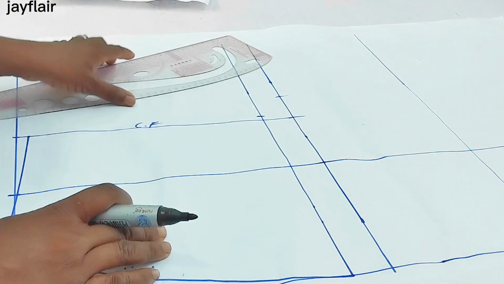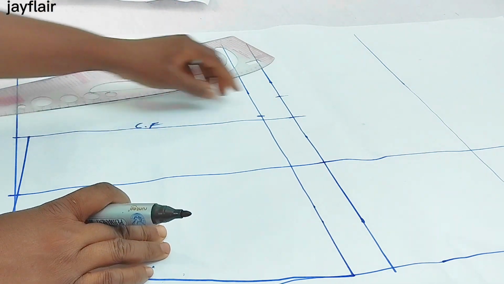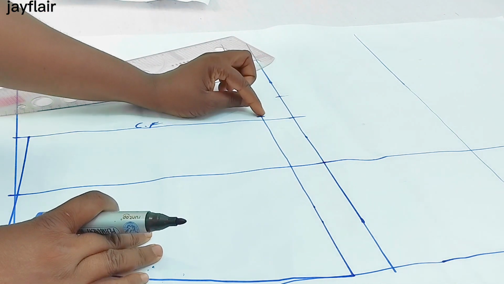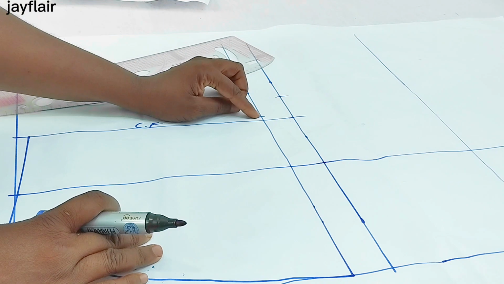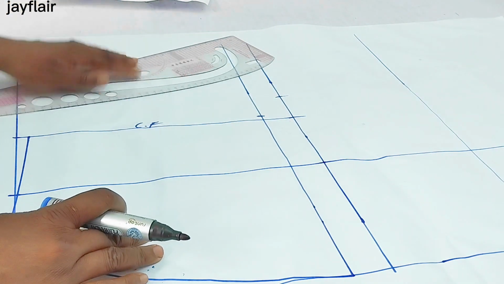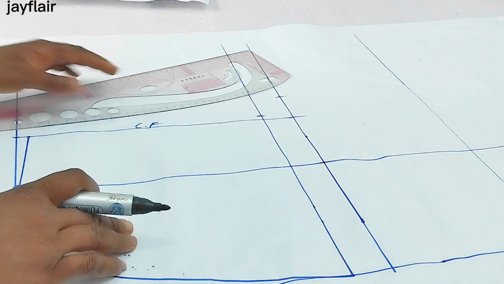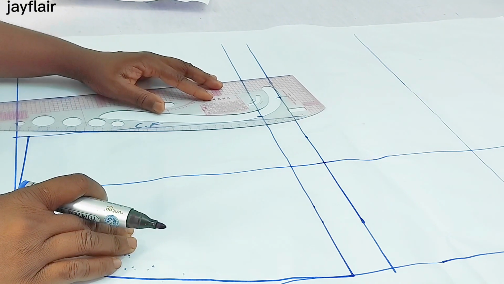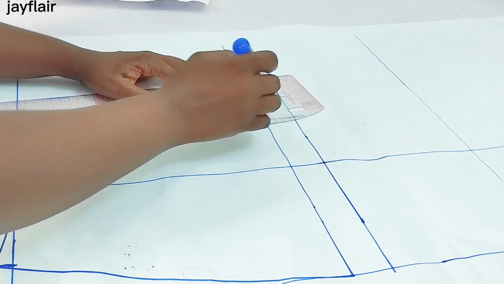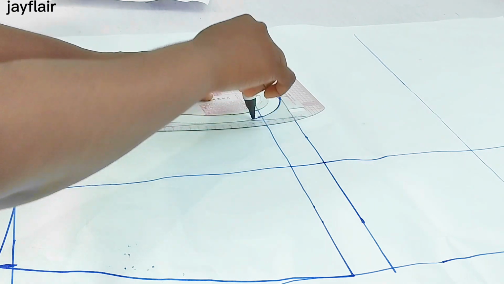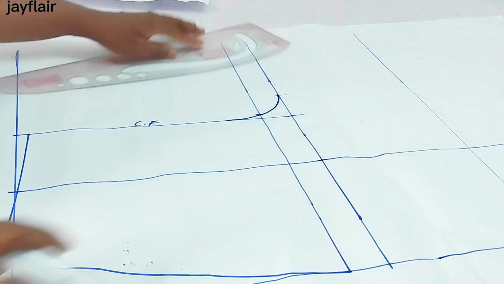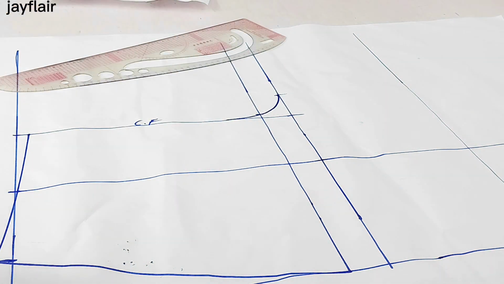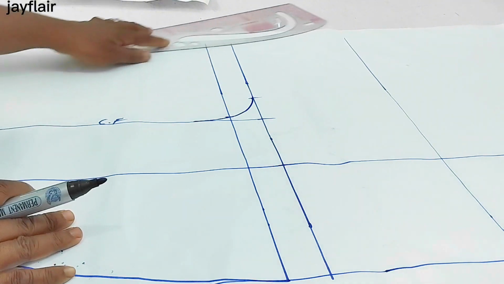Please take note. The next thing I'll do is to connect this point here, my crotch extension, touching this line, touching this point to my center front to form my front crotch line. Get the best curve you can get. Okay, have it. Alright, so this is my front crotch line right now. So I'm done with this part.